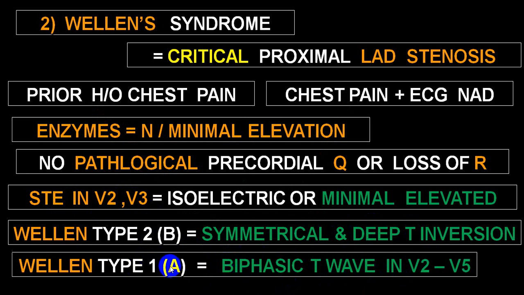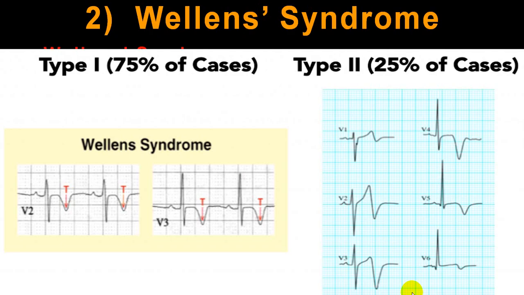This is seen in almost 25% of the people, and this symmetrical T wave inversion is seen in almost 75% of the group of people with proximal LAD. So do keep it in mind.